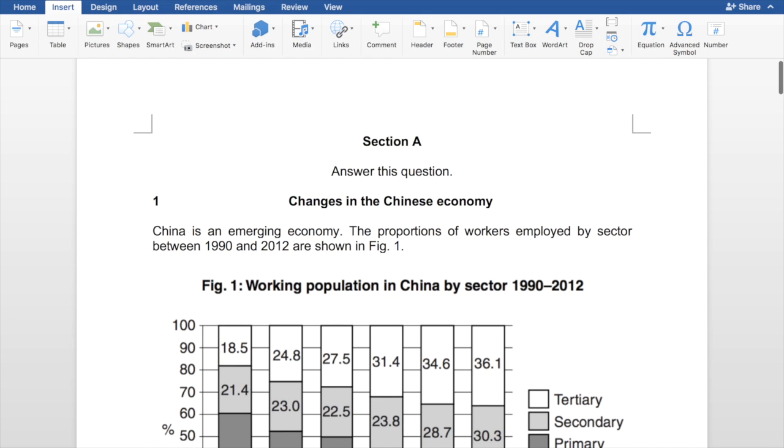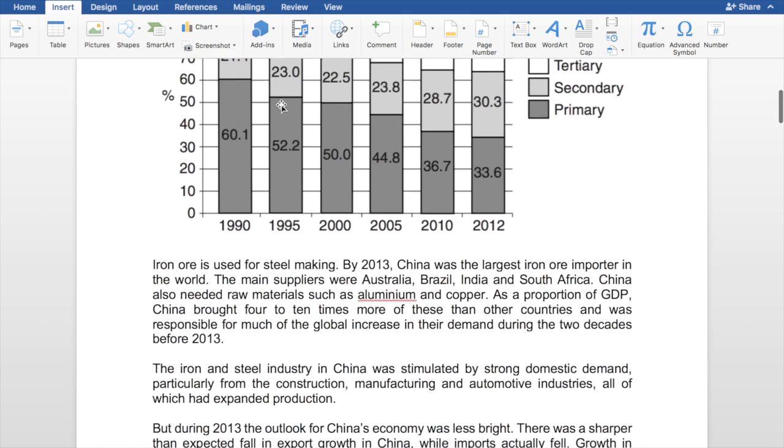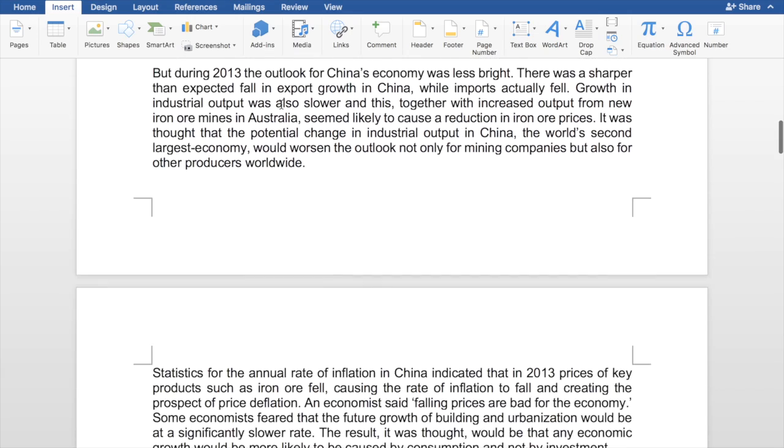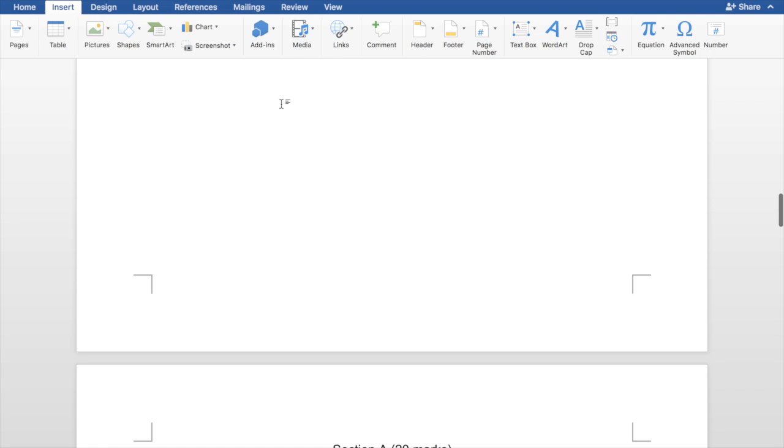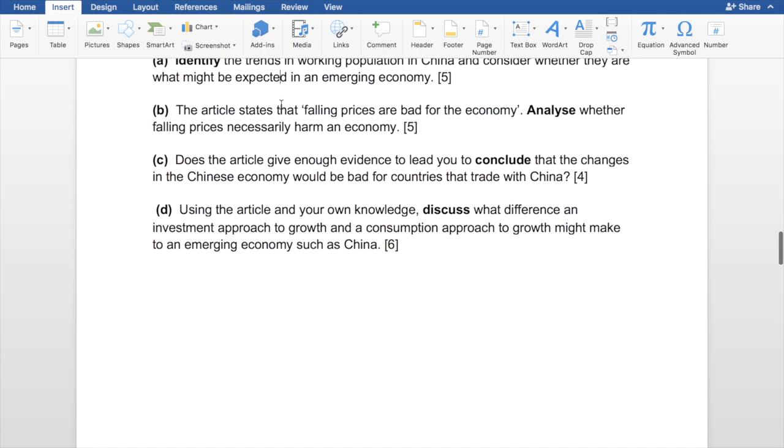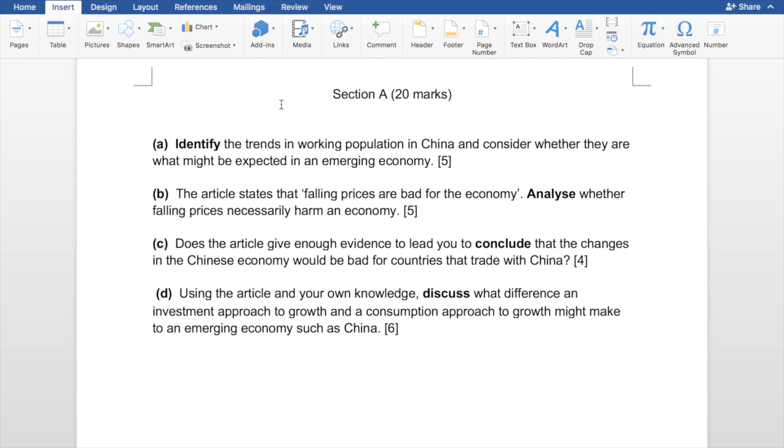In this video, we're going to take a look at the summer 2016 question paper 41. We're going to start with jumping down to the questions to preview them before we go back and consider the case. There's 4 questions, A through D. A and B are both 5-mark questions, C is 4, and D is 6.